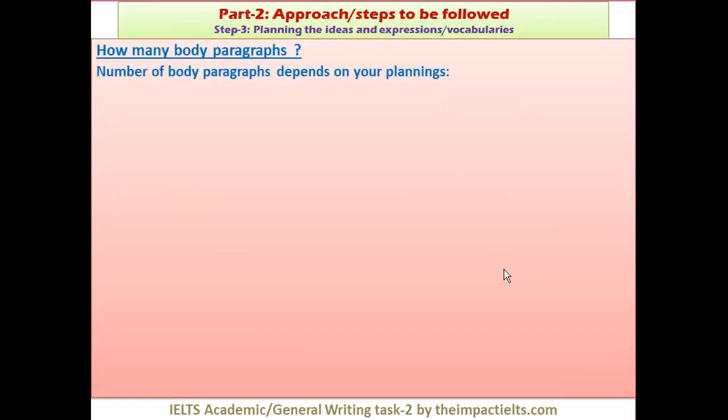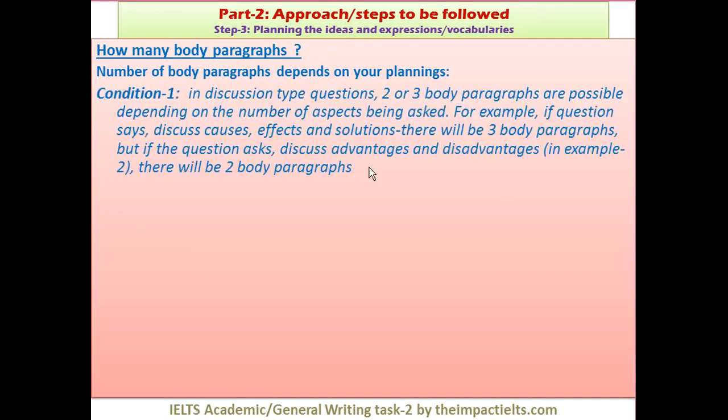Now, how many body paragraphs have to be written? Again, the number of body paragraphs depends on your planning. So your planning is so much important. You can see that. Again, there are 3 conditions. In a discussion type question, 2 or 3 body paragraphs are possible depending on the number of aspects being asked, right? So let me show you again the graphic.